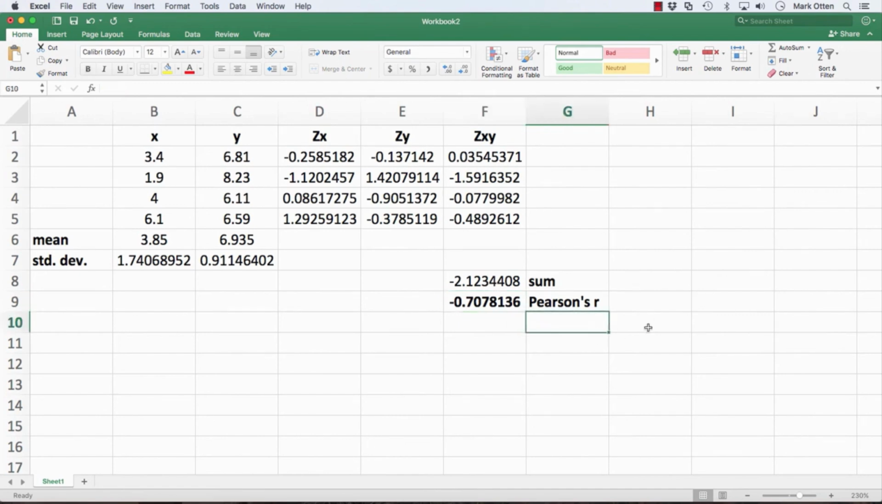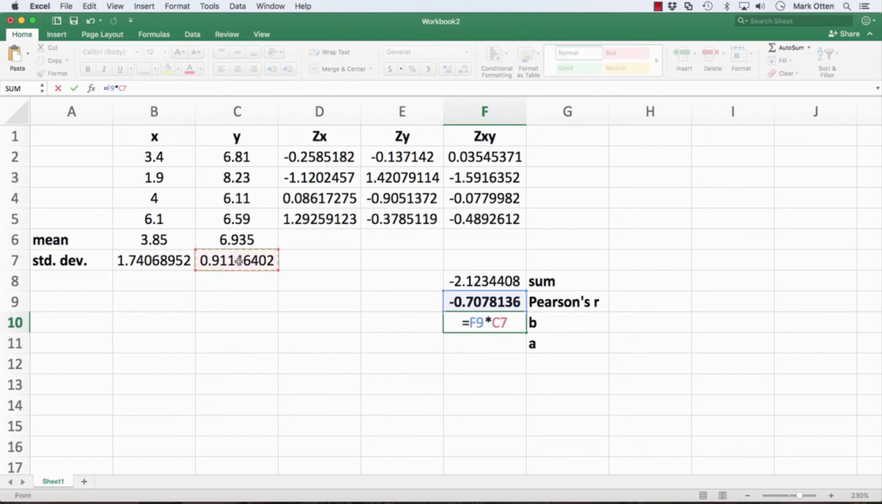Well, I'm going to get our B value next. This is our slope, and then we're going to end up with an A value here for our intercept. The B value, I'm just going to type it right in. We're going to click on equals, we're going to click on the correlation. You're going to take the correlation, multiply it by the standard deviation of y, and divide by the standard deviation of x. That's all you need to do to get the slope value.